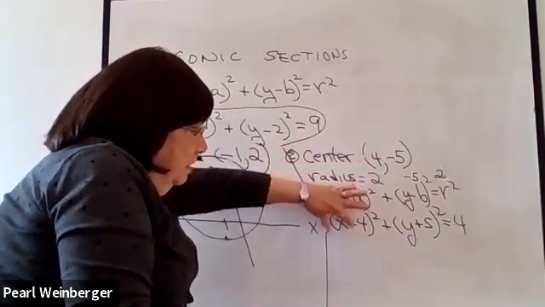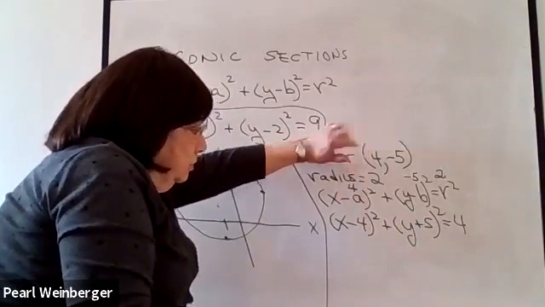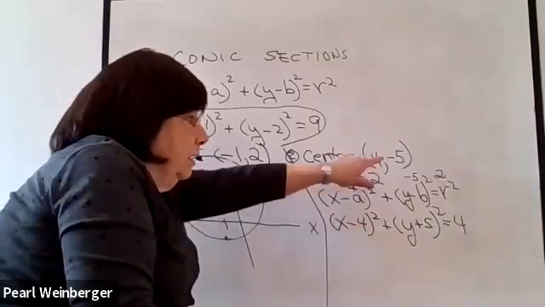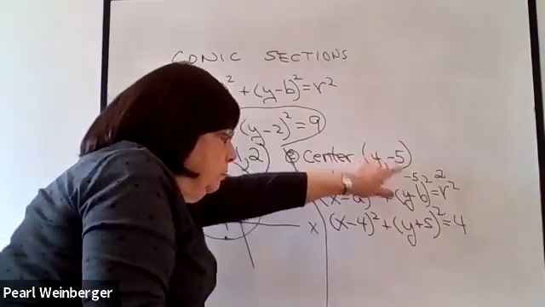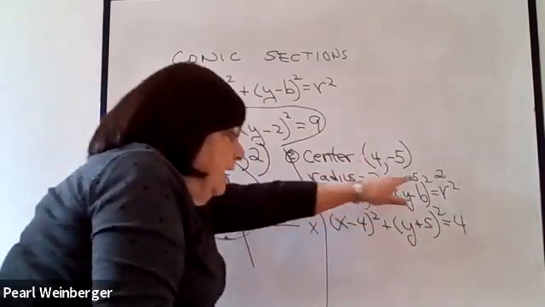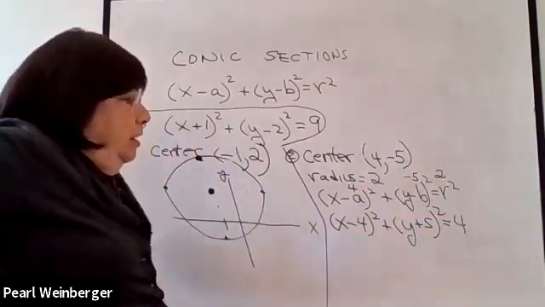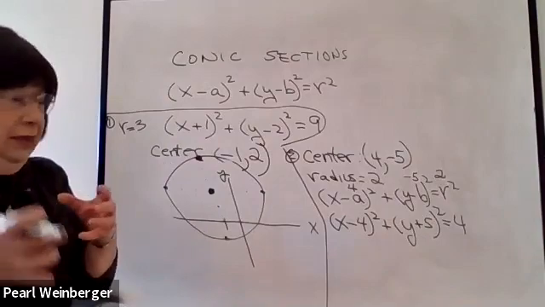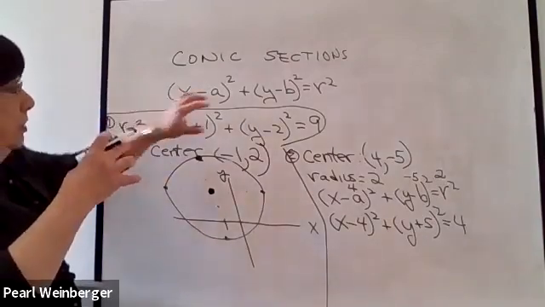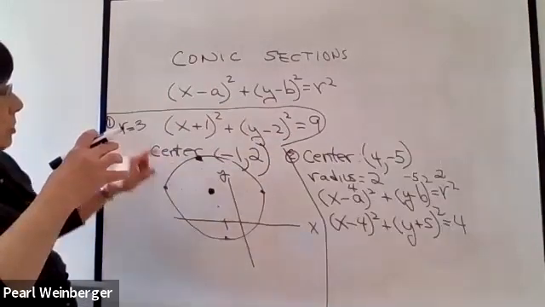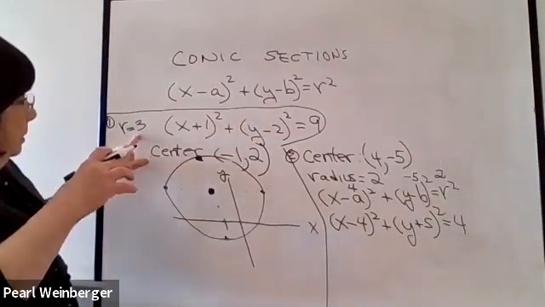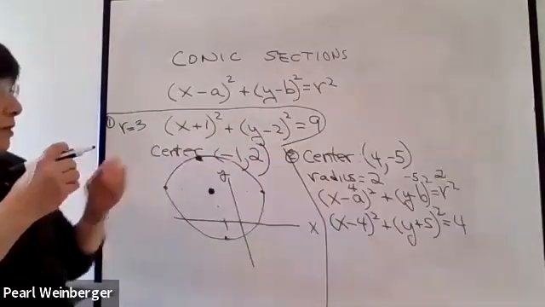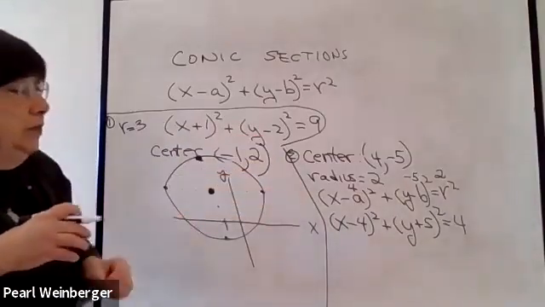Notice these numbers get their signs switched. This was a -4, so in the parentheses, it's... no wait: the center's x was +4, so in the parentheses, it's -4. This was a -5, so in the parentheses, it's a +5. And the number on the other side is the radius squared. So I can go both ways. I can take the equation they give me of the circle and figure out what the center is and what the radius is, or vice versa. I can tell what the center and the radius are and figure out what the equation is.